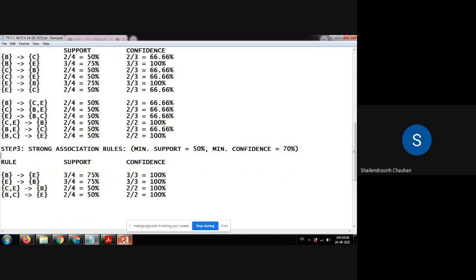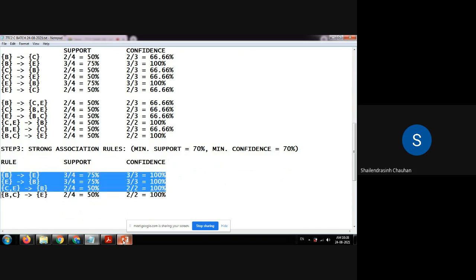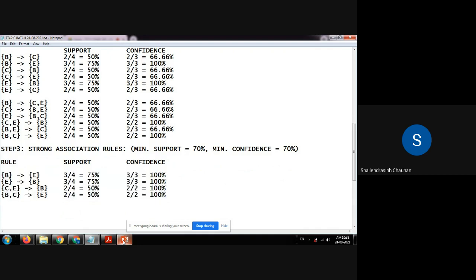Now, if I just slightly change one thing. Just change minimum support criteria from 50 to 70. And out of this, which will be discarded? Yes, last two, because it will not fulfill minimum support criteria. But for this, it is fulfilling. Right? So these are the strong rules. Why? Because it's fulfilling our minimum support and minimum confidence, both the criteria. Right? These are the strong rules.